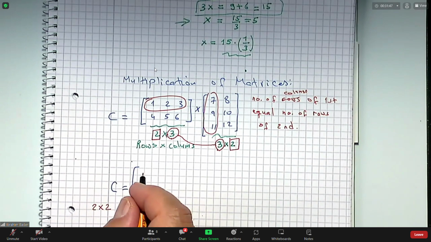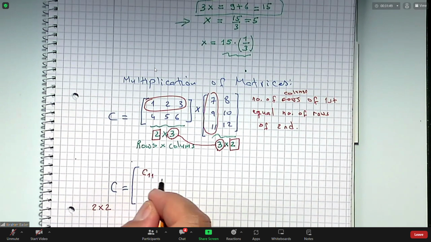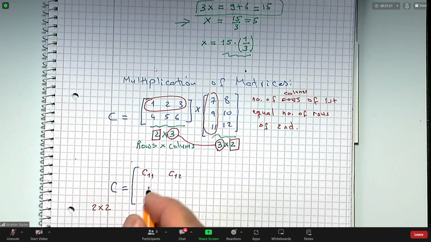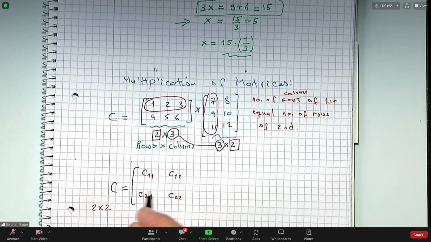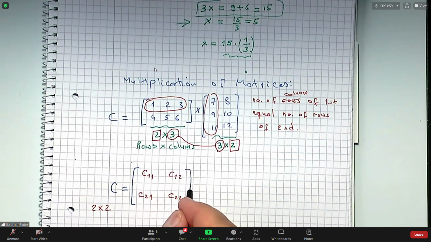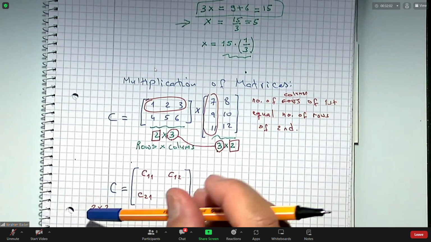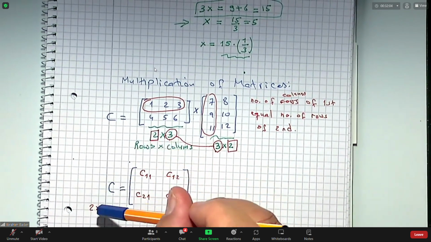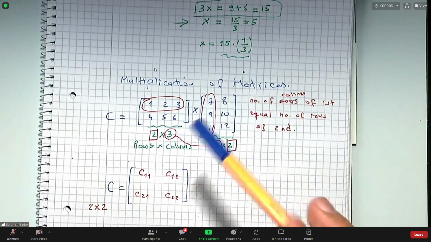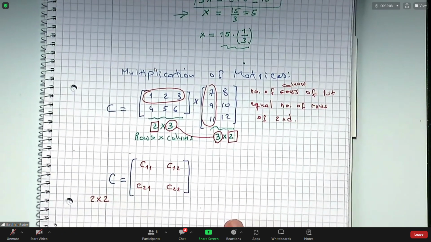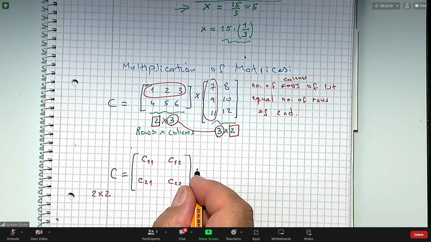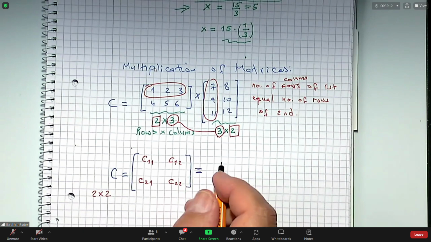And here you will have C11 in the first position, C12, C21, and C22 as the indices of this matrix. Okay? So this 2 comes from here. This 2 here, the number of columns, comes from that one. I hope it's clear.